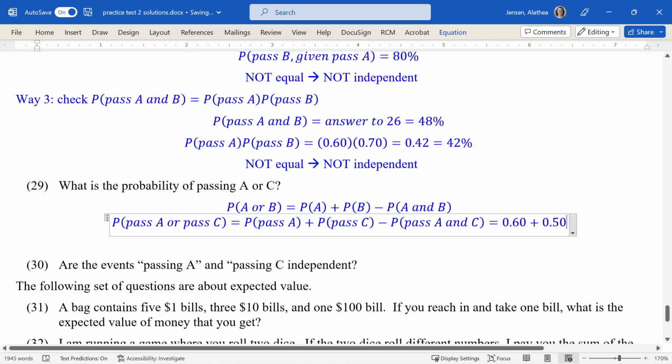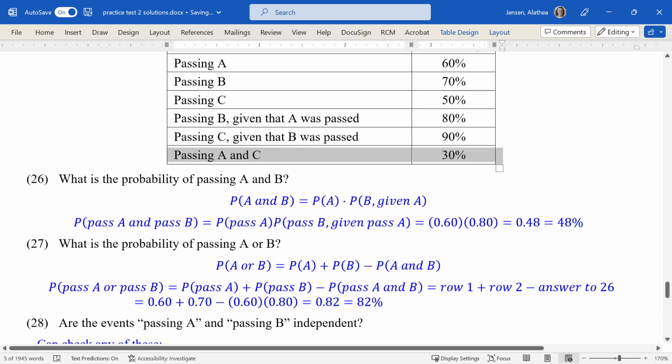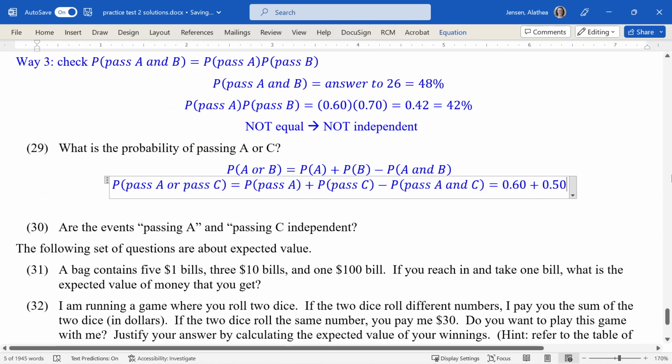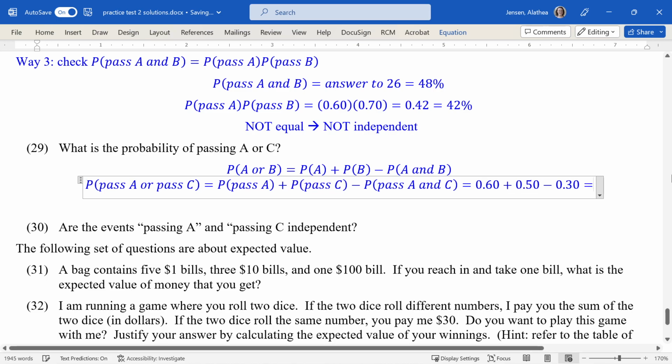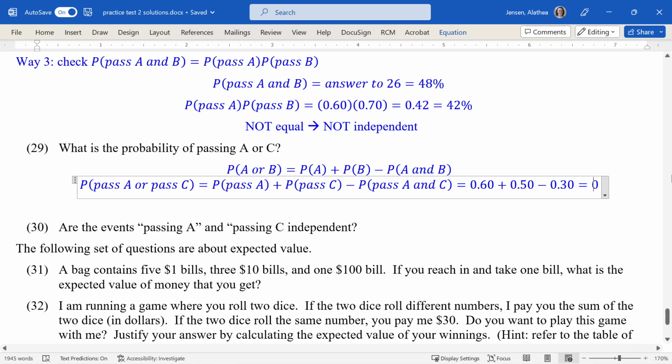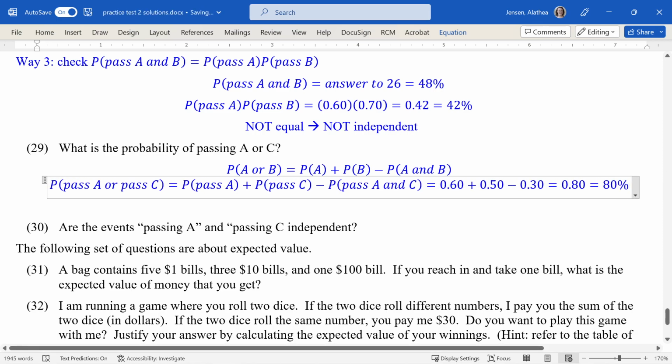And then the last one here, I think, is actually the last row in the table. Yeah, A and C is just given to us, 30%. Okay, so minus 30%. I guess I didn't need to put them in decimals. So this is going to be 80%, I think, if I've added correctly. Okay, so not too bad.